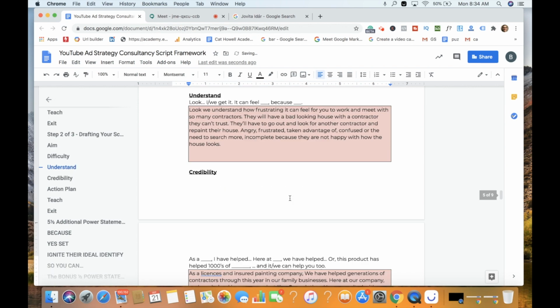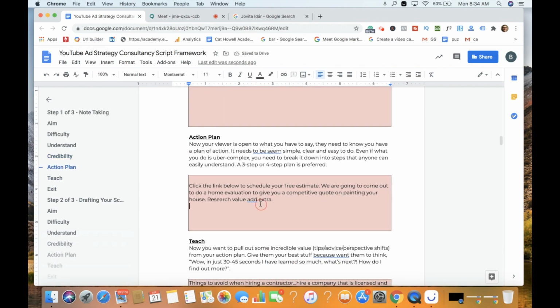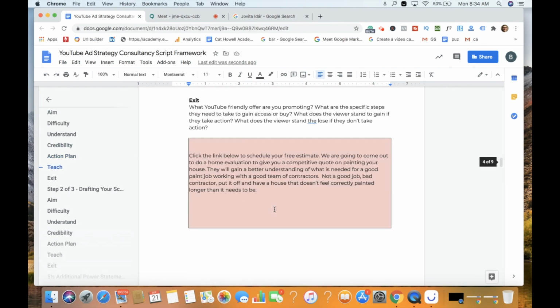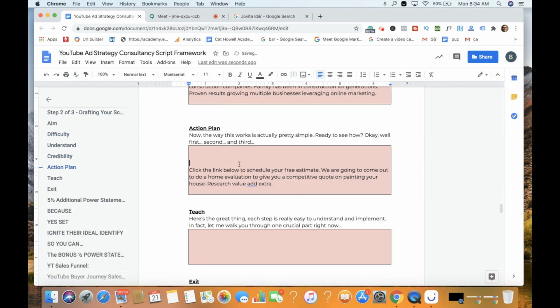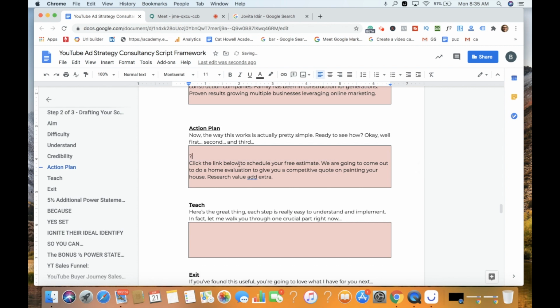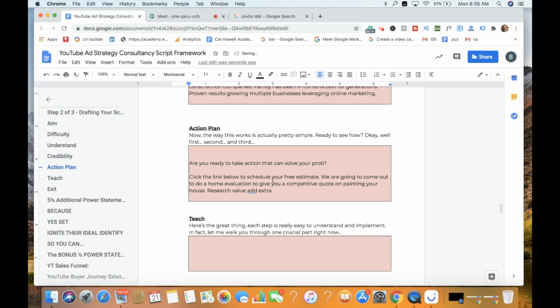And then action plan. It's taking this and going back down now and saying, so, are you ready to take action that can solve your problems? And then break these down into steps. So I would make this really simple. When somebody wants to take action, it shouldn't be complex.